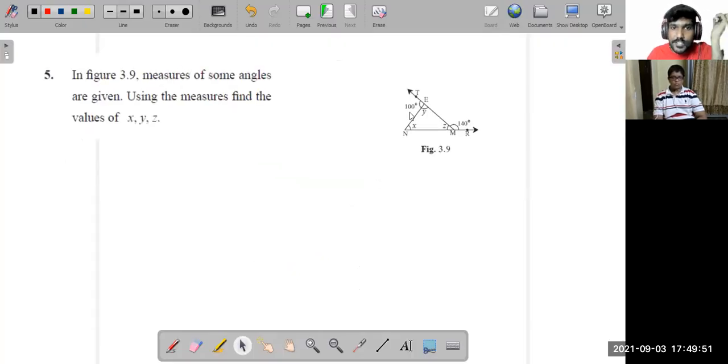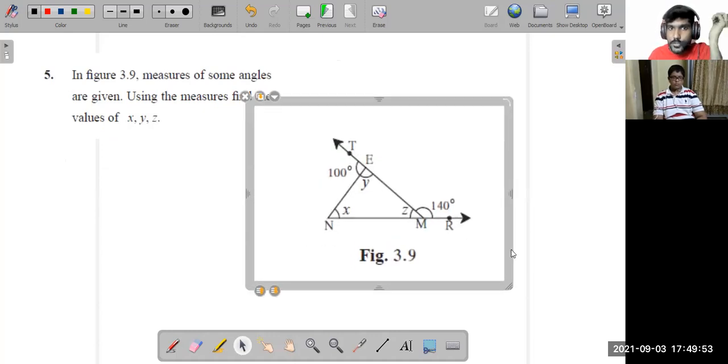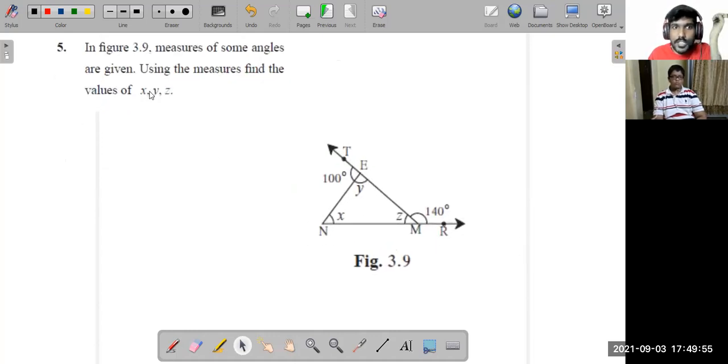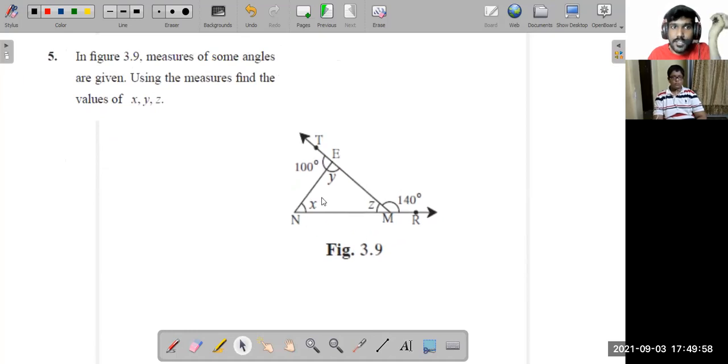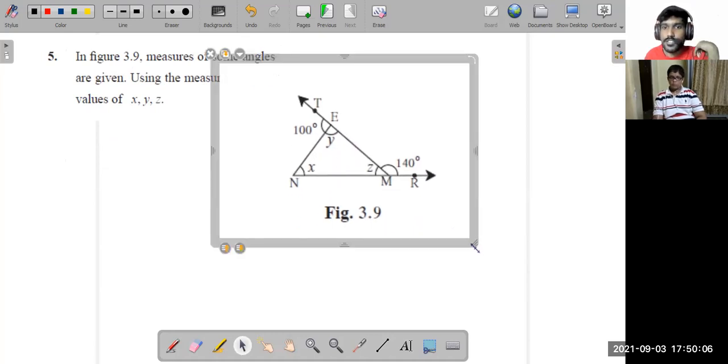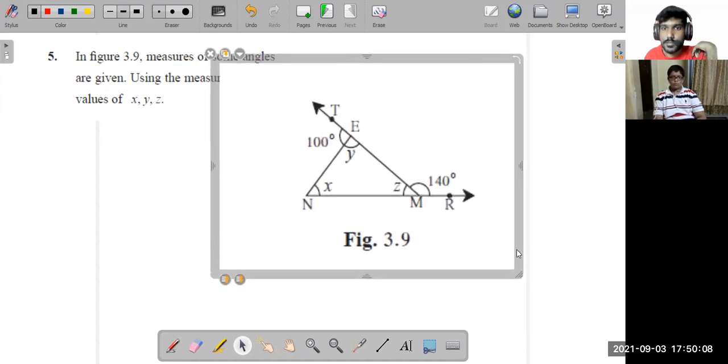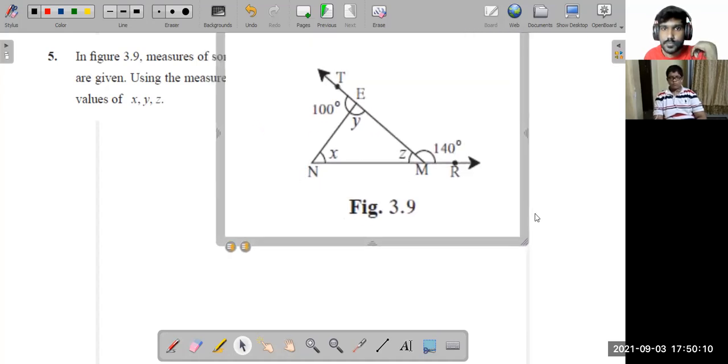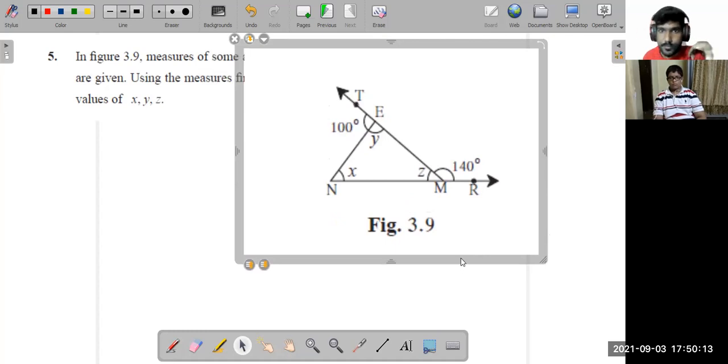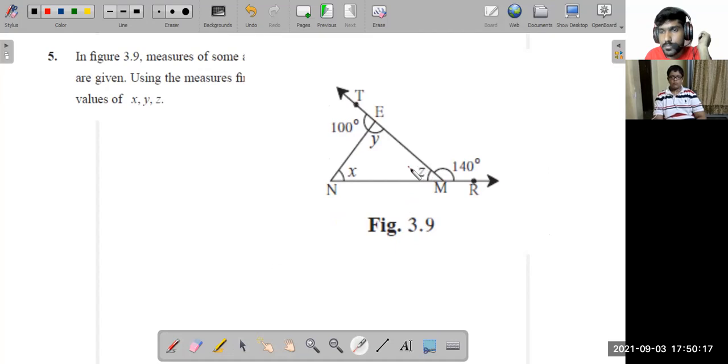Okay, we'll discuss this. You will have to do it for homework, okay? So in this one, the measures of some angles are given. Using the measures, find the values of x, y, and z. You have to find these interior measures. Now, first let's start with z. Angle z. How to find angle z? Can you see something forming here? What is forming here?